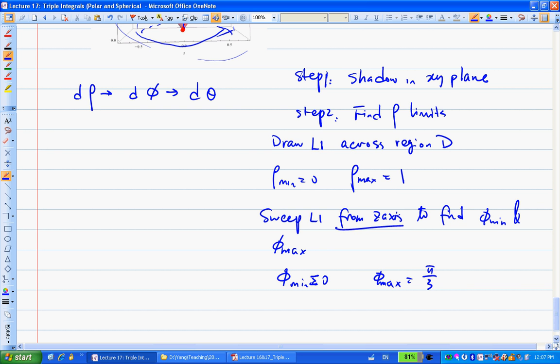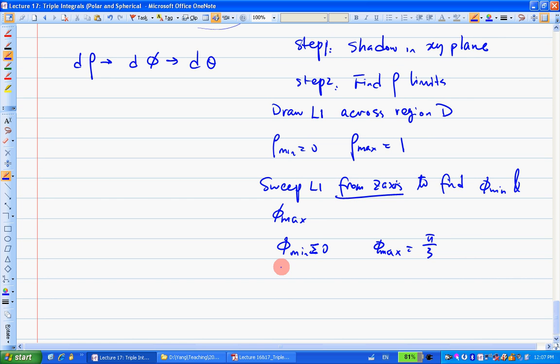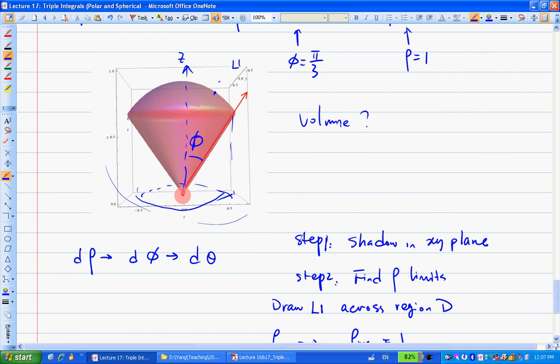I'll explain this in a better way after we find this set here. So the last step is to find the theta limits. The theta limits are based on the shadow. You draw a reading line out of the shadow, sweep the reading line, and look for the range of theta that bounds the shadow. In this particular case, my shadow is a 360-degree shadow, so my theta will be from 0 to 2 pi.